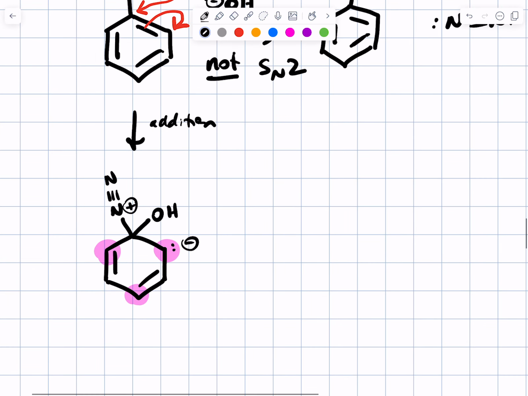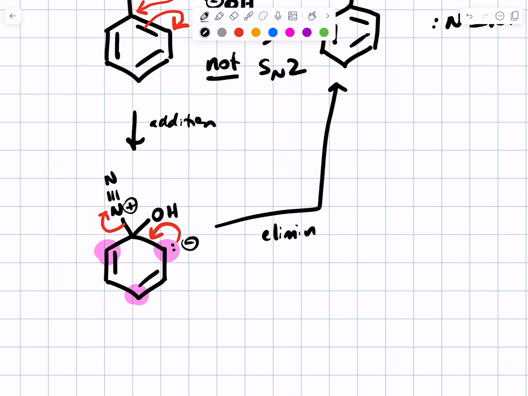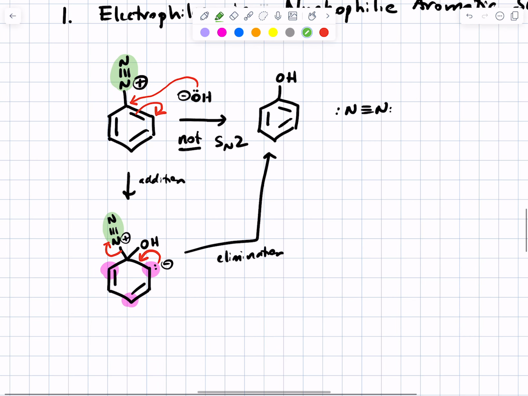The elimination step is going to restore aromaticity. It's very fast, and you can see that by having the electrons on the adjacent carbon kick down and kick off the nitrogen leaving group, we easily restore aromaticity, and we get to a place where the OH nucleophile has replaced the nitrogen leaving group. Okay? So that's a new mechanism. It's called nucleophilic aromatic substitution.